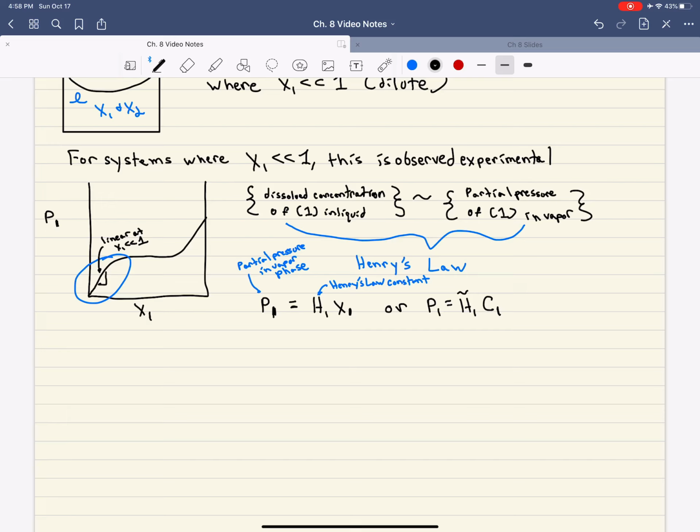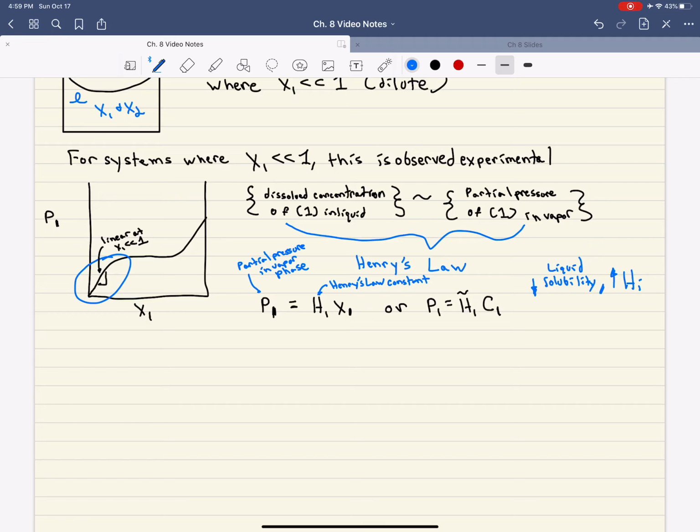And in general, as the solubility of component 1 in the liquid goes down, you would see an increase in your Henry's law constant. Okay, so that's the general relationship that you would see.